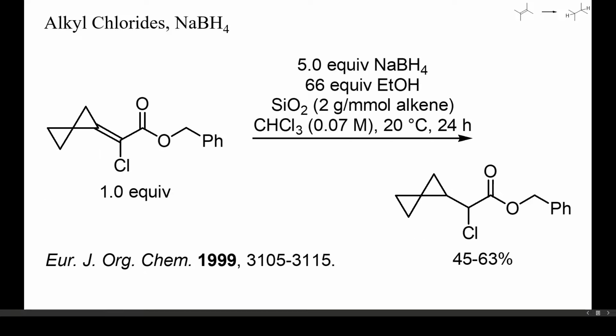Here, an electron-deficient alkene was reduced with sodium borohydride. Because of the benzyl ester, the cyclopropane rings, and the vinylic chloride, catalytic hydrogenation might have been difficult. A fair yield resulted though with borohydride, without extensive cleavage of the carbon-chlorine bond.